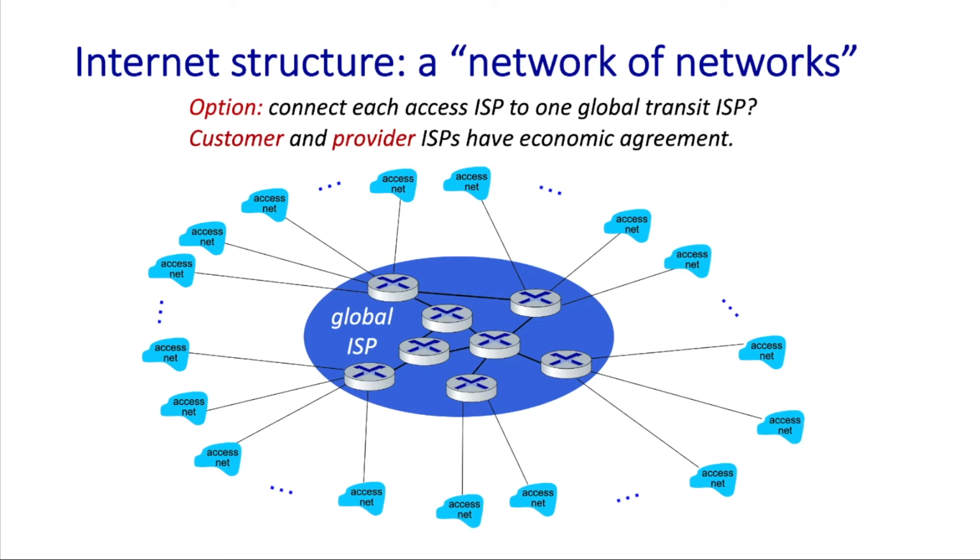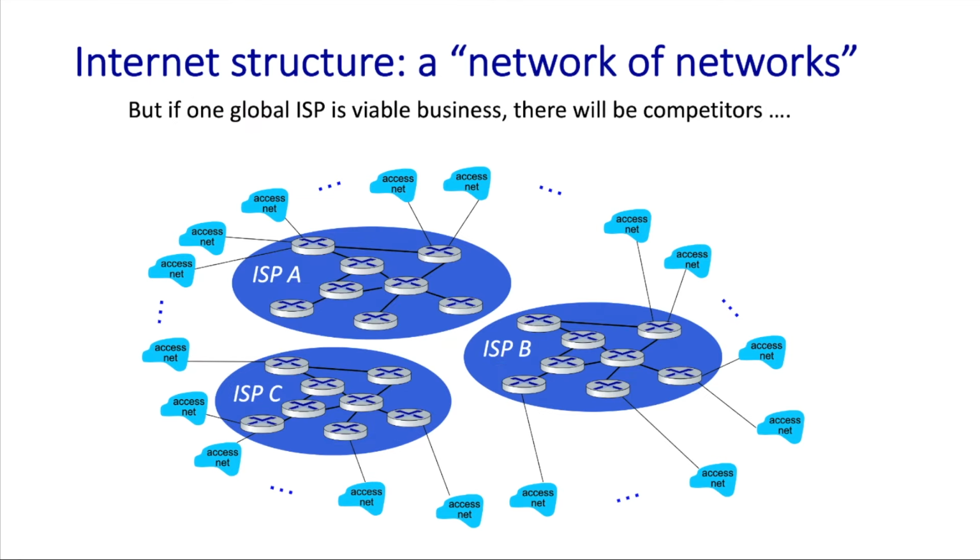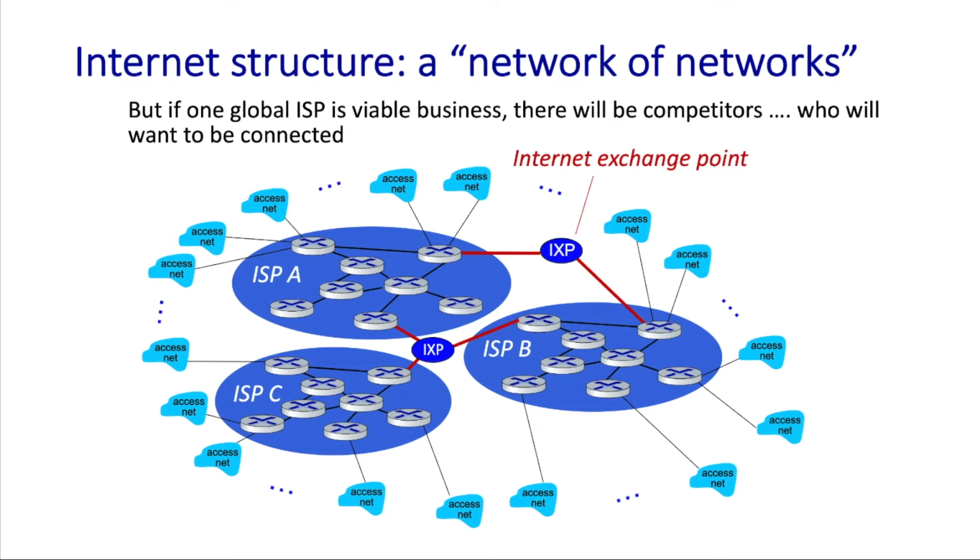But of course, if one global ISP is a viable business, there'll be competitors for backbone network service. And these global backbone networks will need to be interconnected to each other. We say that a network peers with another network when they're directly interconnected. The locations at which multiple networks can peer with each other are sometimes called internet exchange points or peering points.